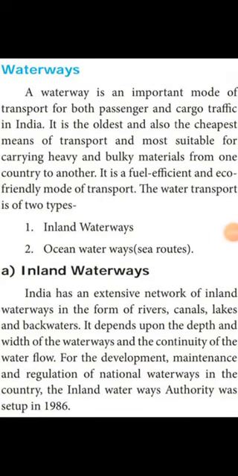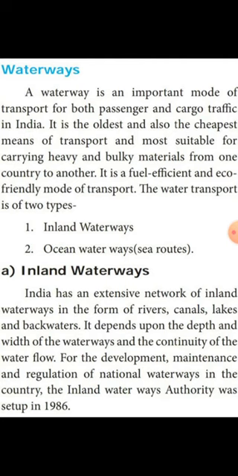Students, today we learned about waterways and airways, the second and third means of transport. First of all, we learned about waterways. Waterways are an important mode of transport. They are used to carry passengers and cargo traffic in India. Cargo means goods carried on ship. It is the cheapest and oldest means of transport, suitable for carrying heavy and bulky materials. That means large materials can be carried through these waterways.